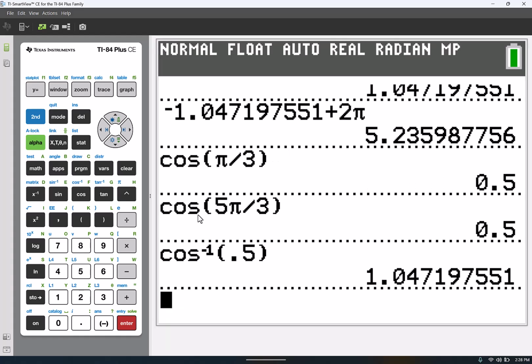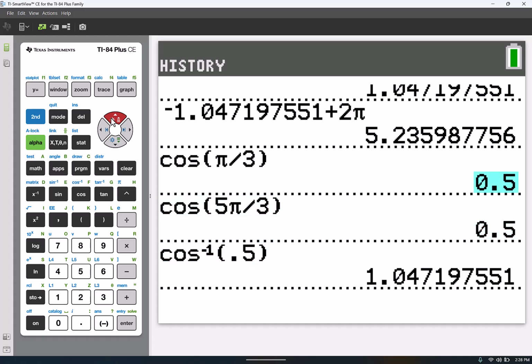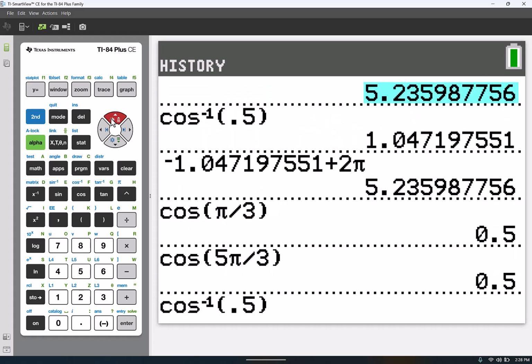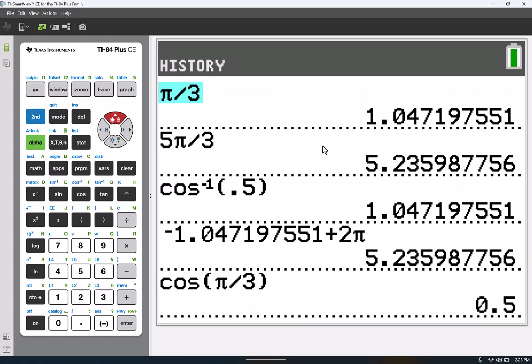So what am I saying? Remember that plus minus? That's how you get the second answer. See that negative right there in front of that? The only answer that the calculator will give me is pi over 3 over and over again. Pi over 3 is 1.04. But if I put a negative in the front and I add 2 pi, that will get me the 5 pi over 3. So that's why I'm saying our cosine is plus minus.